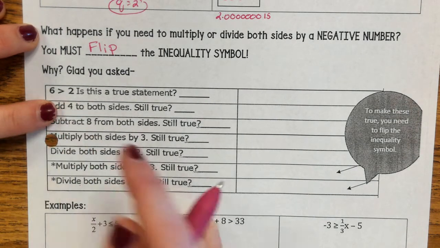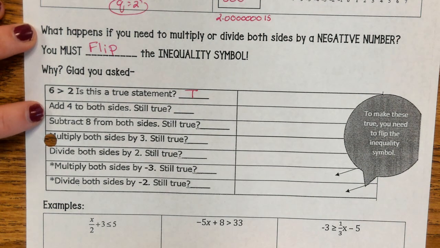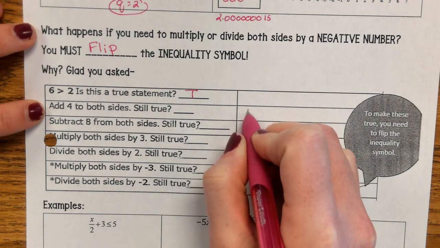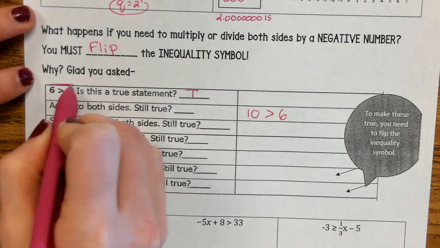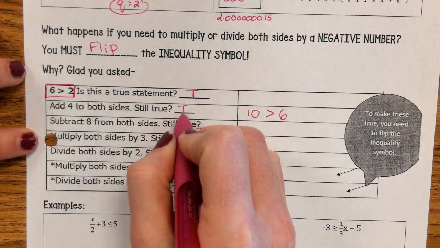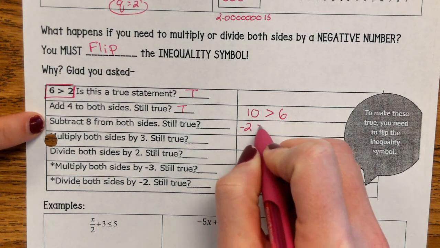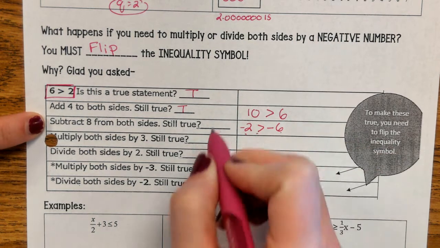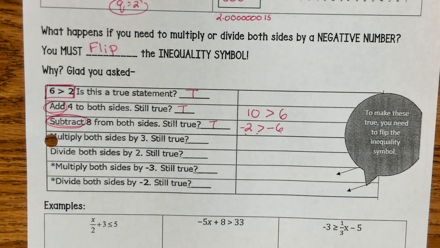If you look at this statement, 6 is greater than 2, that is true. If you add 4 to both sides, 6 plus 4 is 10, 2 plus 4 is 6. So if you take this original statement and you add the same number to both sides, that statement is still true. So you can add the same thing to both sides of an inequality and have a true statement. If you subtract the same number from both sides, negative 2 is a number greater than 6. So adding to both sides and subtracting from both sides is okay.